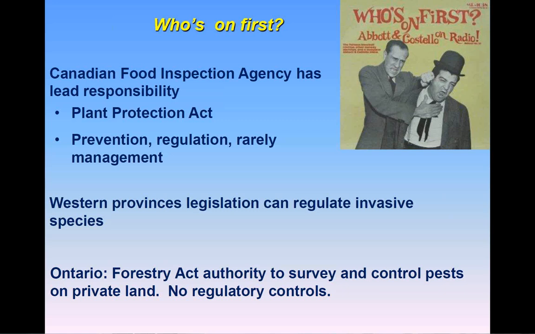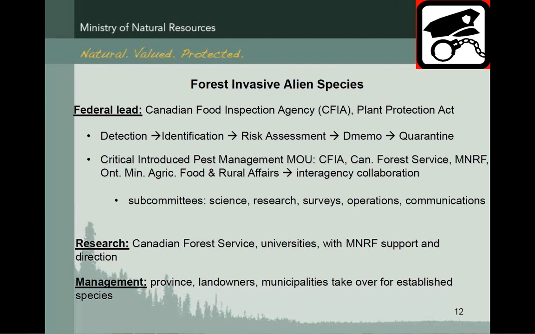How does that work in Canada? So the CFIA, they do the detection, they have the identification expertise, they have strong expertise in risk assessment, telling us how bad it's going to be. That generates a policy document called a D-memo that basically outlines the program that's going to be followed, and sometimes it's followed by a management plan. And then it's the regulations, what we traditionally called quarantines, are put in place to try to restrict the movement.